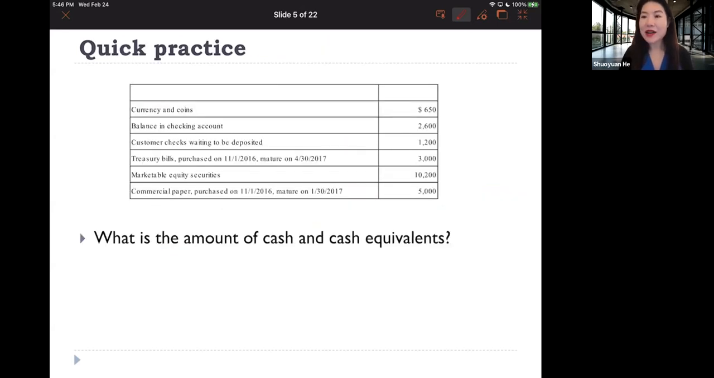So let's have a quick practice here. I have several items here, and could you calculate the amount of cash and cash equivalent? Please take 5 minutes, work on this quick practice, and you can pause your video for now.